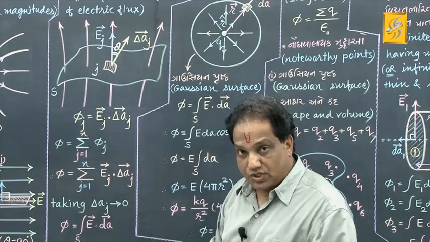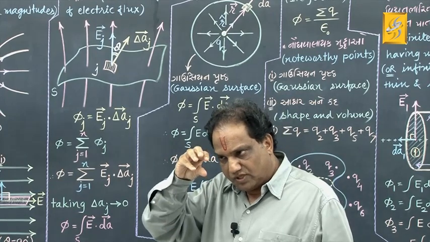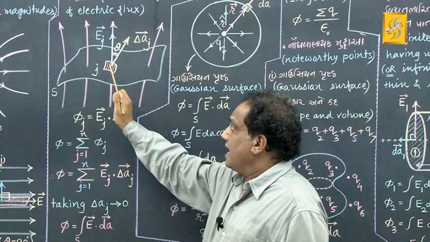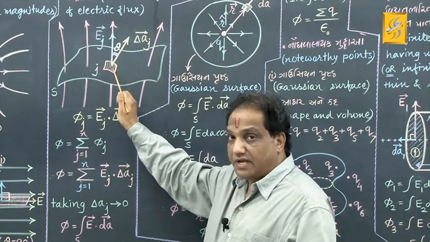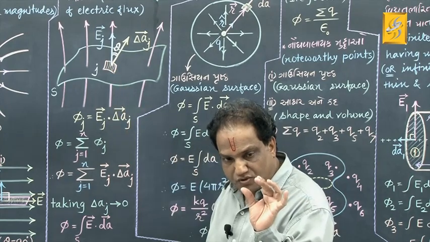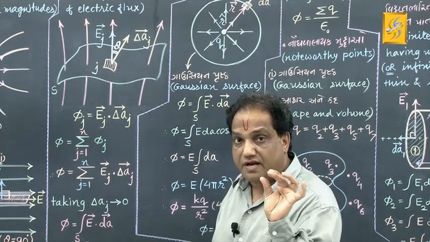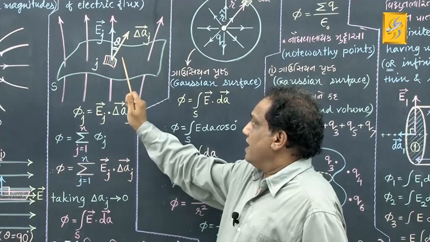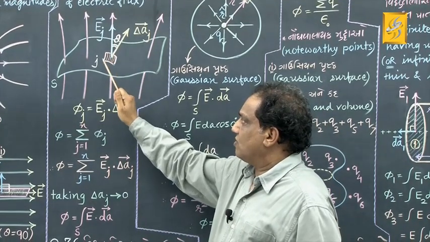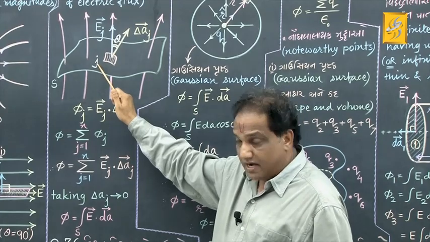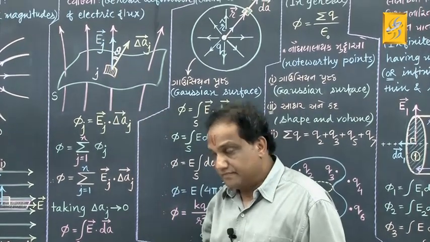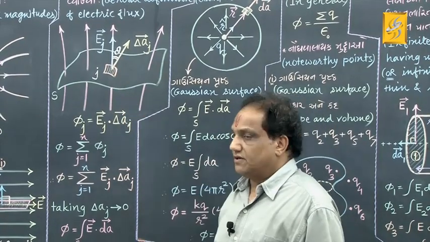It should be chosen so small that the electric field at all the points on it can be taken as almost constant, correct? That much should be small, the area element. And the electric field existing at all the points on this jth area element, I am taking by the symbol vector Ej. Fine. What about the area vector?